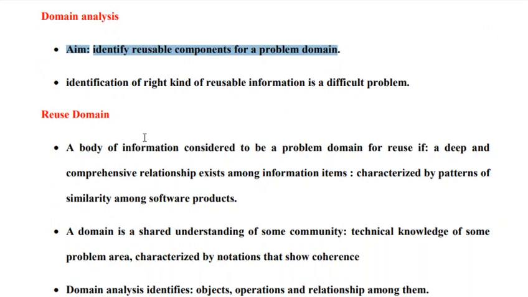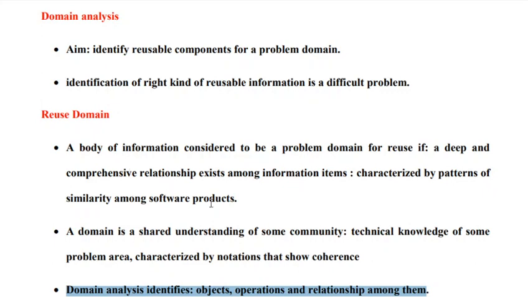As we have learned, in the object-oriented software development approach, we have learned about the domain object model. The domain object model is a representation of conceptual models belonging to a particular domain of interest, where we try to identify the objects, that is the entities, the operations and the relationships. Domain analysis basically tries to perform that. It tries to identify the objects, operations, and relationships between them.